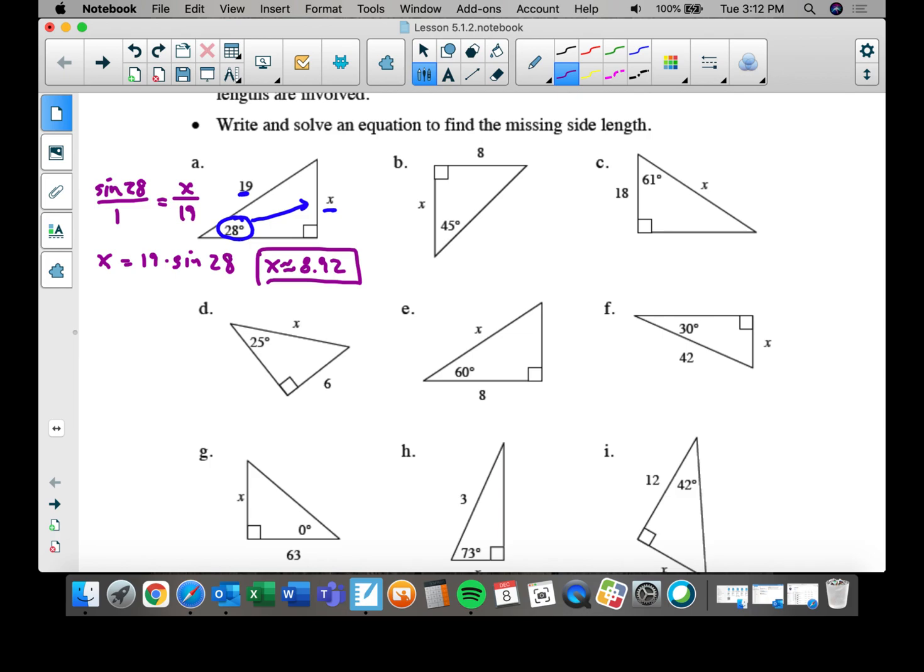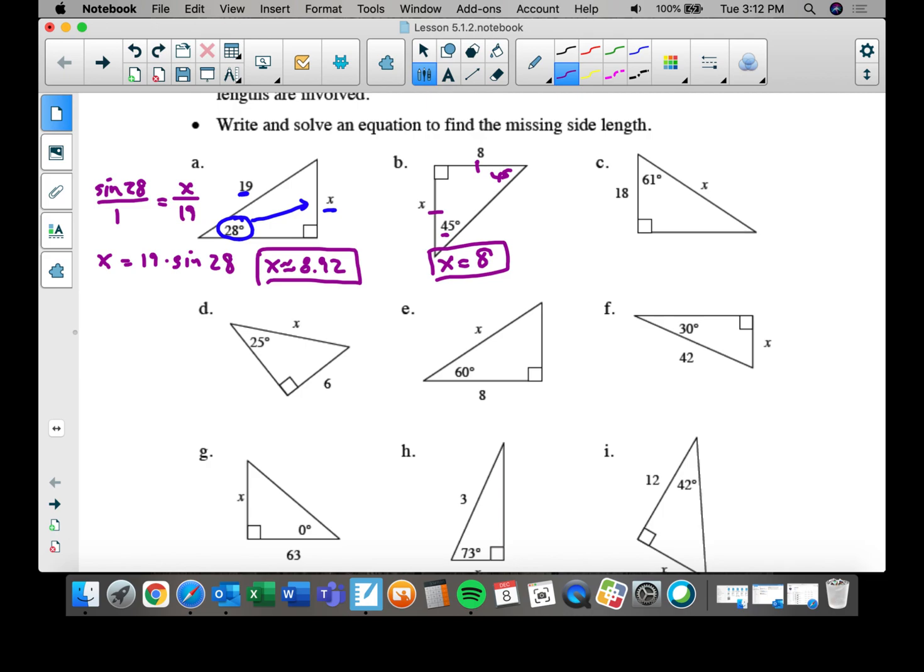The second problem here should actually be an easier one, because you've got a 45 degree angle, and remember, that means this is also a 45 degree angle, which means this is a 1-to-1 ratio. This is an isosceles triangle. Therefore, in this case, I know right away that x equals 8. I don't have to set anything up. I could have used the tangent if I wanted to solve for that, but hopefully you just remember that a 45 degree angle is a 1-to-1 ratio.